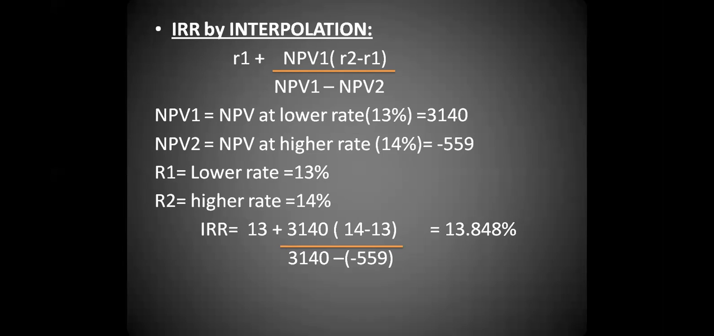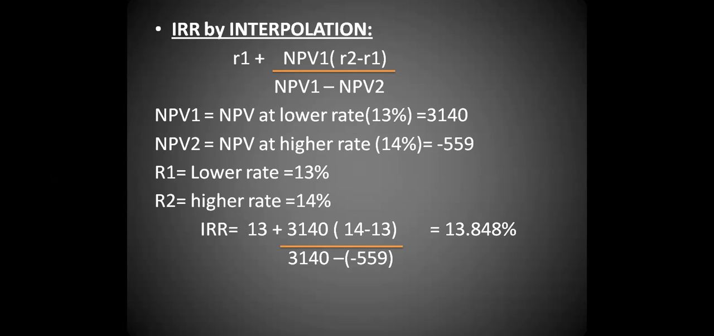Okay, we have calculated two rates, 13% and 14%. Now out of these two rates, 13% is the lower one. So whatever NPV comes at the lower rate is known as NPV for rate 1. Now NPV 2 means NPV at the higher rate, which was 14% in this case. So NPV at rate 2 is minus 559, and NPV at the lower rate was 3140. Now R1, which is the lower interest rate, is 13%, and R2, which is the higher rate, is 14%.